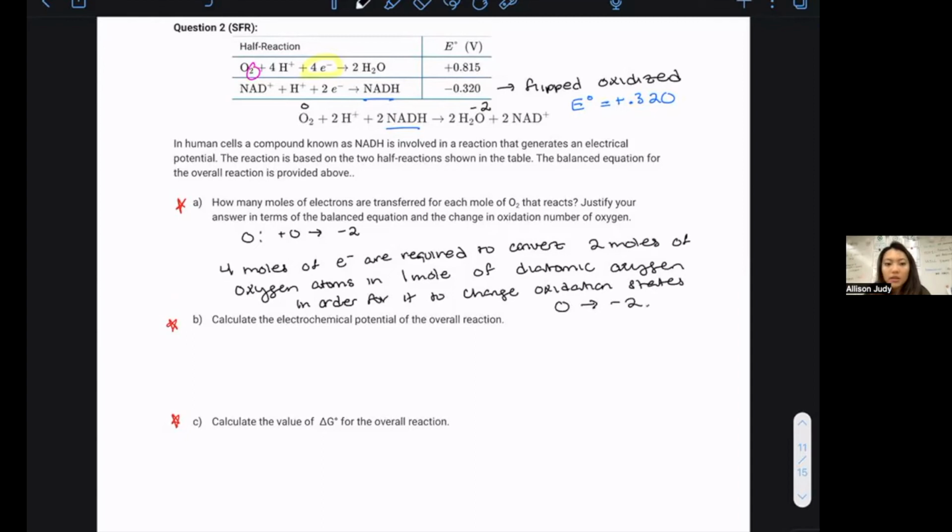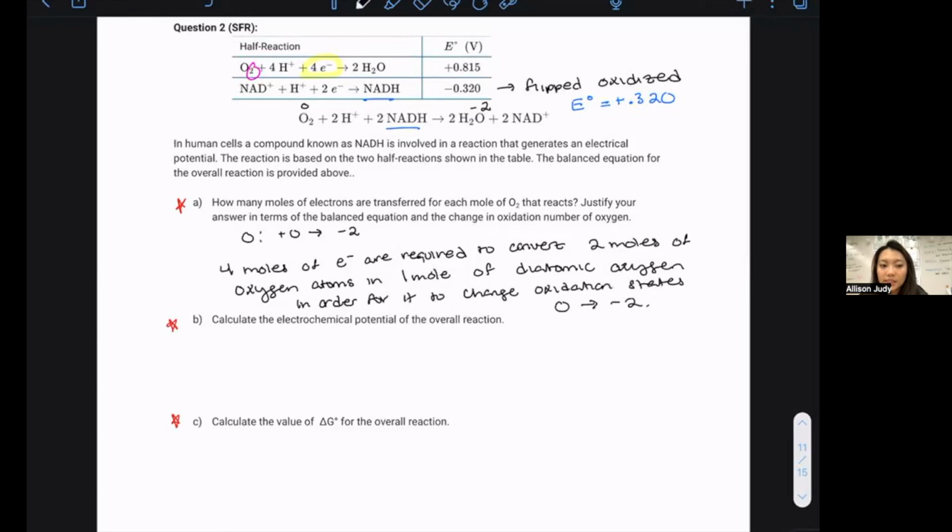Now we're asked for part B to calculate the electrochemical potential for the overall reaction. I've already kind of done the work because that's the first thing I saw. When I see data in the AP exam, you should immediately think, okay, what is this data telling me? What's the big, quick 10-second scan? What do I immediately notice?